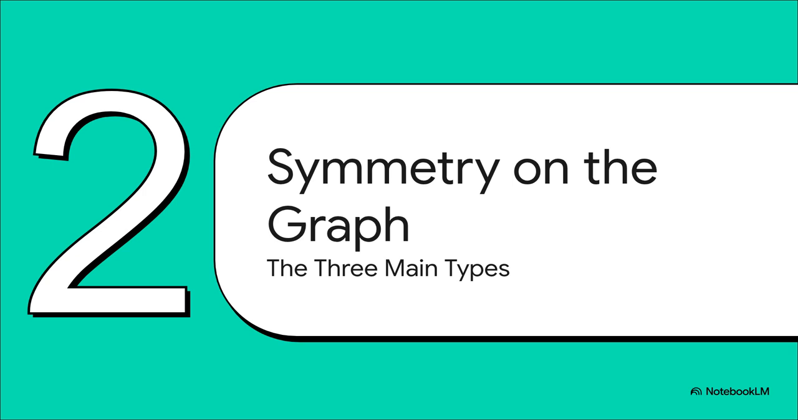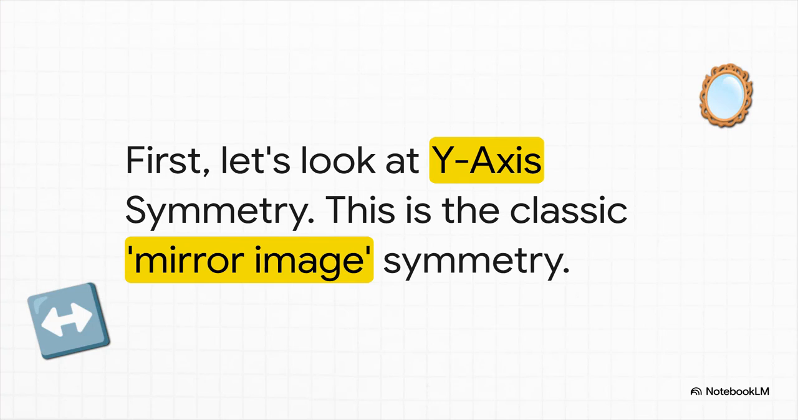Okay, now that we've got that main idea down, let's look at the three big types of symmetry you'll see on a graph. So, first up, we've got y-axis symmetry. This is probably the one you're most familiar with, the one we all drew back in school. It's that classic mirror image right down the vertical y-axis.